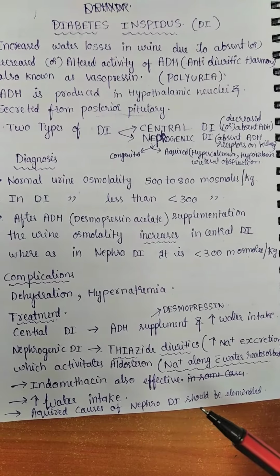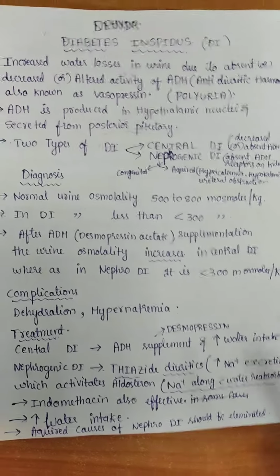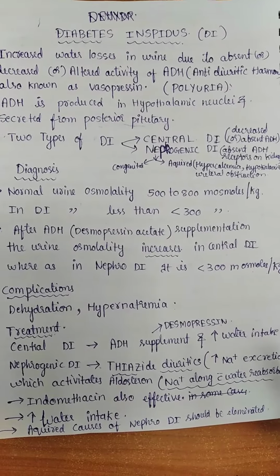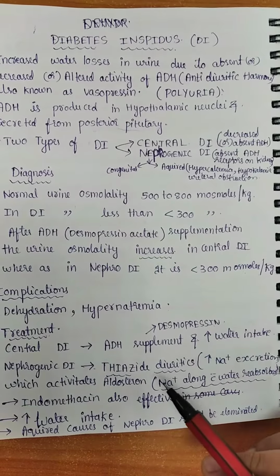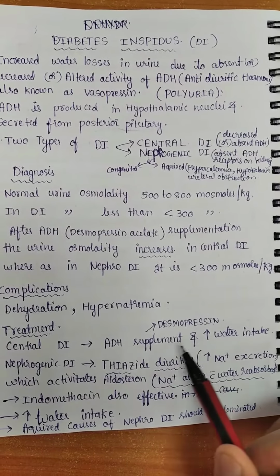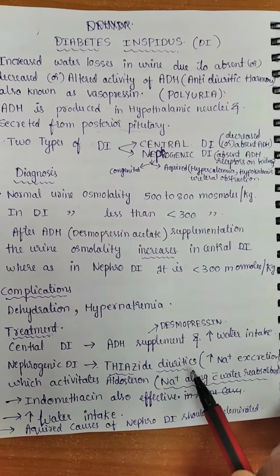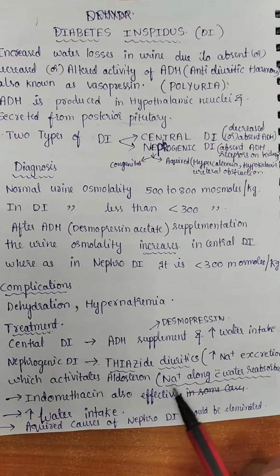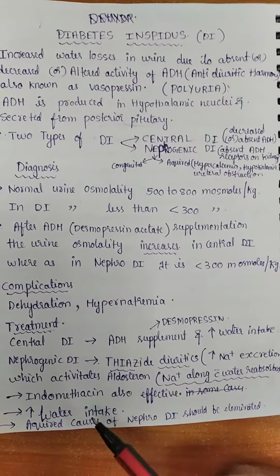When aldosterone is activated, both sodium and water retention will occur. Sodium and water are absorbed from the kidneys. By this mechanism, the water is absorbed into the body along with sodium. So for treatment of nephrogenic DI, we can use thiazide diuretics. Indomethacin is also effective. Here also you should take increased water.